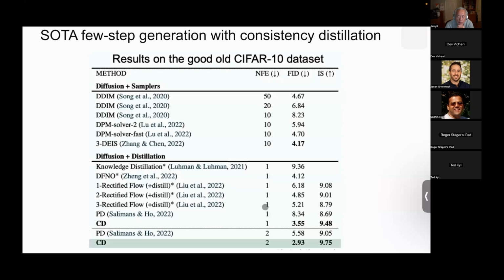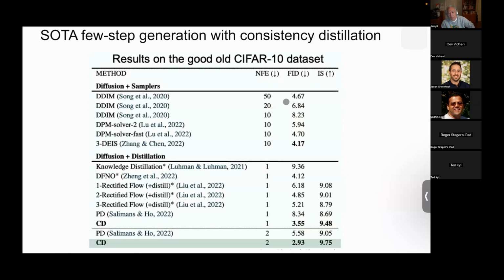And they compared to other distillation-based models. If you read the paper, they talk about how even the distillation models had a lot of drawbacks, and the best in class there was the progressive distillation model, which worked in 2 steps or 1 step, with an FID score of 8.34 or 5.58, and of course they beat those for this data set, CIFAR-10.